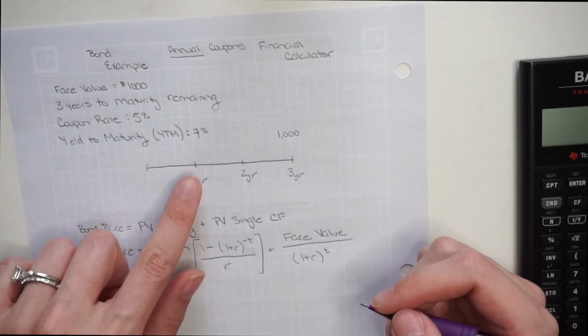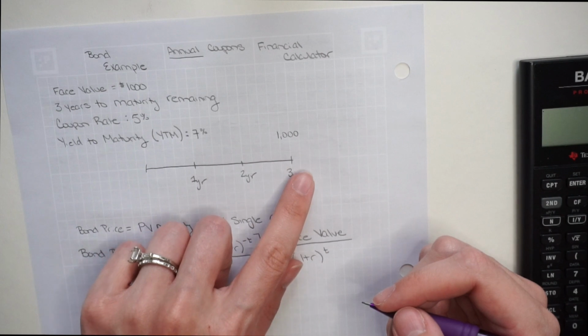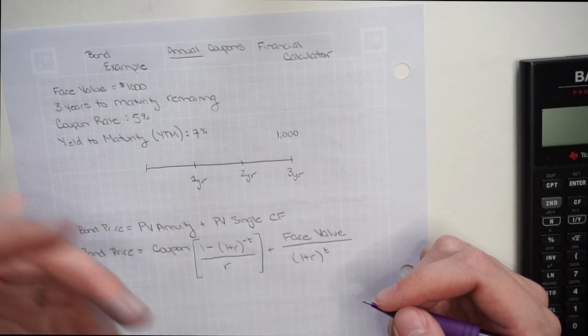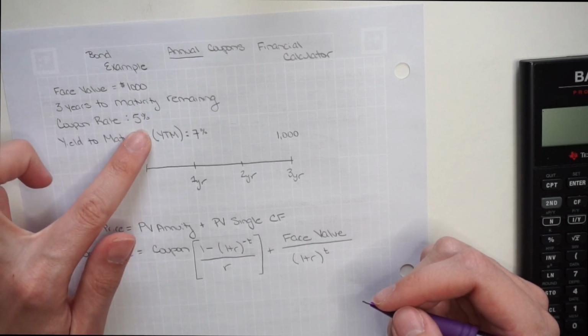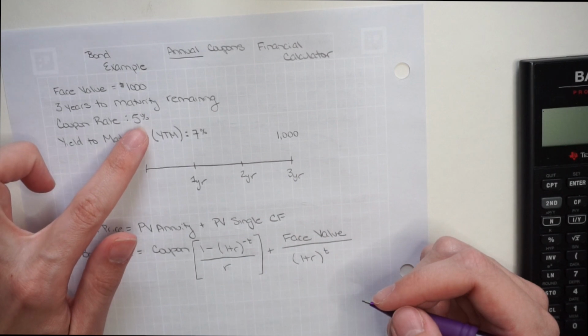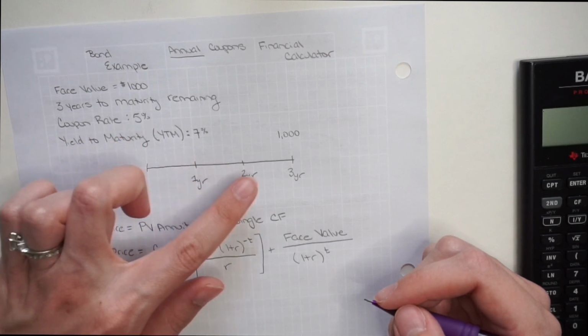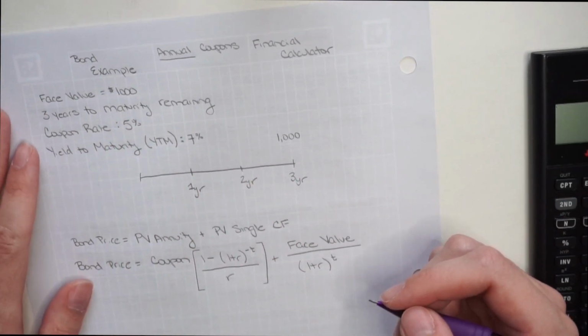Next up, I need to figure out what the interest payments are going to be that I'm going to receive for this bond. The interest on a bond is called a coupon. We know what the coupon rate is. The coupon rate is 5%. From this 5%, we can figure out what each one of these cash flows is going to be.